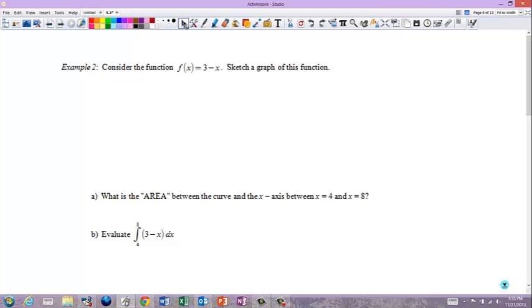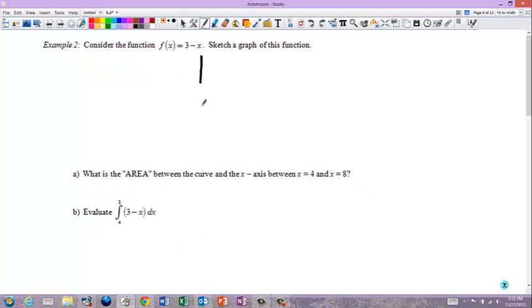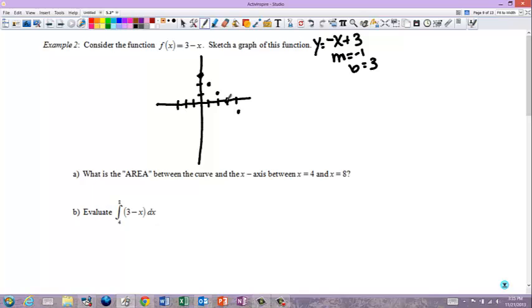Okay, it says consider the function 3 minus x. 3 minus x could also be written as negative x plus 3. M is negative 1, B is 3. So I begin at 3, and I go down 1 over 1, down 1 over 1, down 1 over 1, down 1 over 1. I'm actually going to have to keep going: 4, 5, 6, 7, 8. Down 1 over 1, down 1 over 1, down 1 over 1.